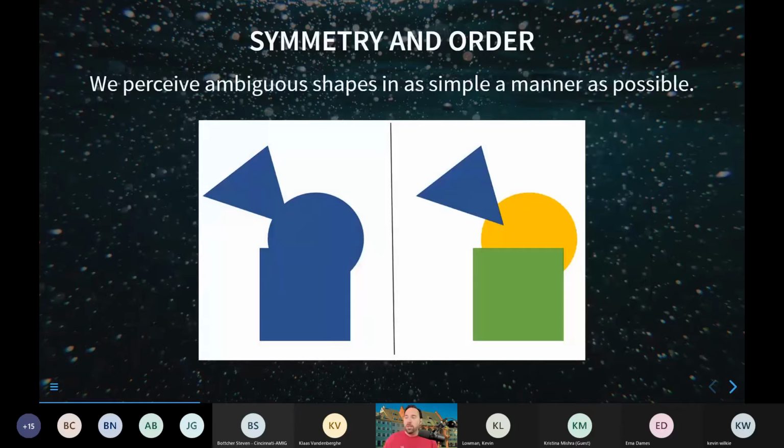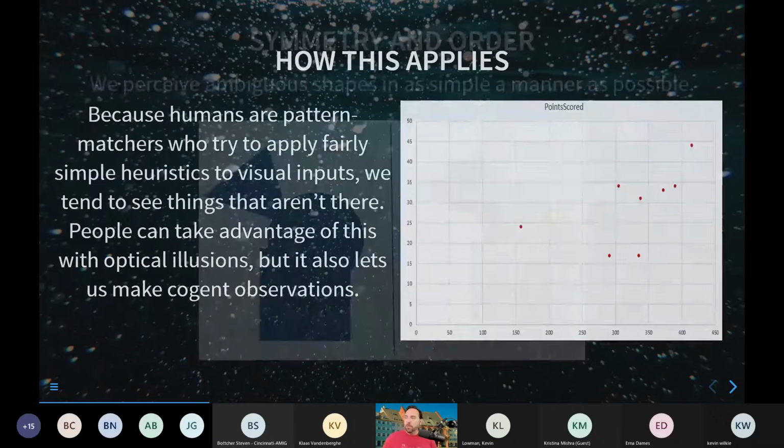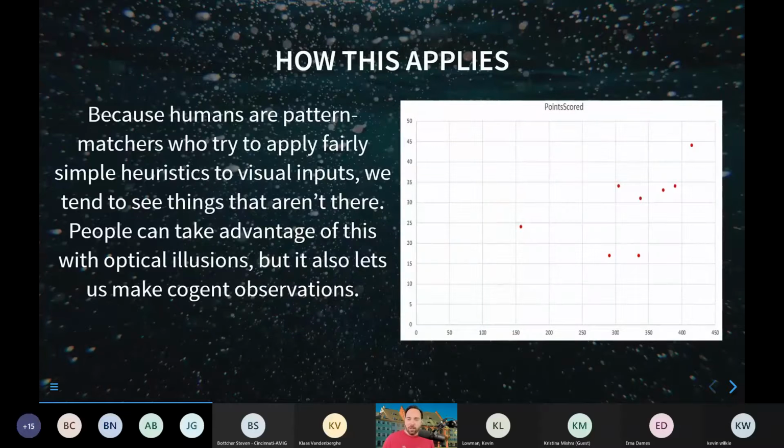We do also perceive ambiguous shapes as simply as possible. If I show you just the picture on the left, you will see the triangle, the circle, and the square in them without me having to show you different colors. So, okay, we talked about Gestalt psychology, but how does that apply to detecting anomalies?